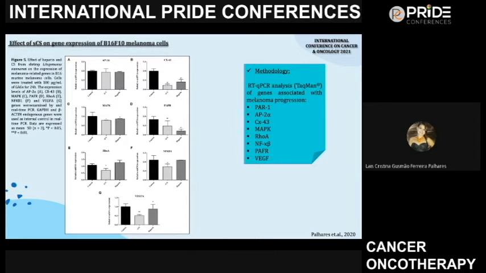And we wanted to see if there was any kind of modulation in the presence of the compounds with the melanoma cells. And as we can see here, pretty much all the genes that we studied suffer some kind of modulation in expression, especially CX43, which is a connexin, very important for adhesion and also important for the contact of cell to cell.